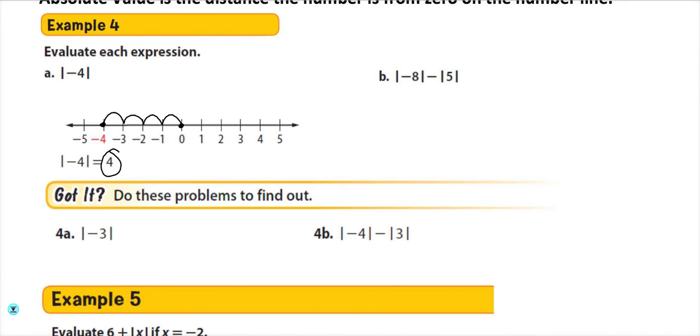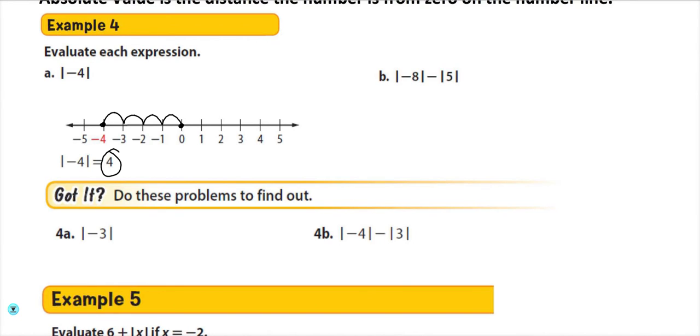And I already had that one worked out for you, which is okay. It just kind of helps you out there. But that's what it is. It just wants to know how many jumps it's going to take. Now, it doesn't matter if you're going towards the left or towards the right. You can go from 0 to the number, or you can go from the number to 0. It doesn't matter which way you go.